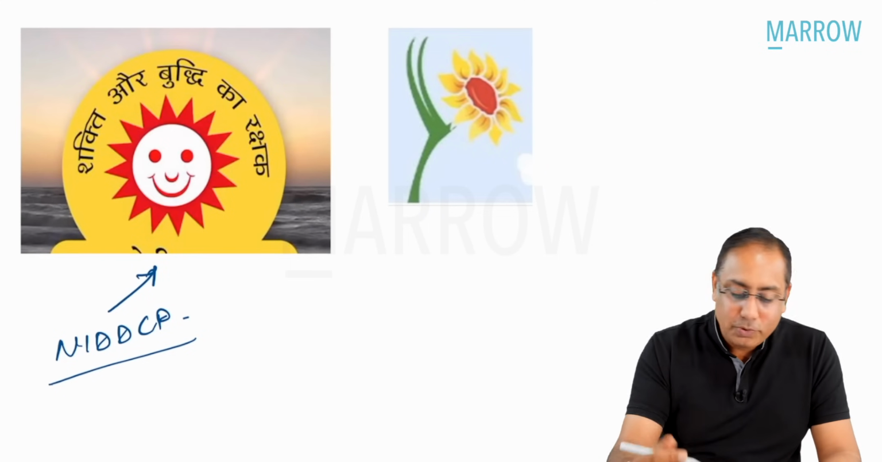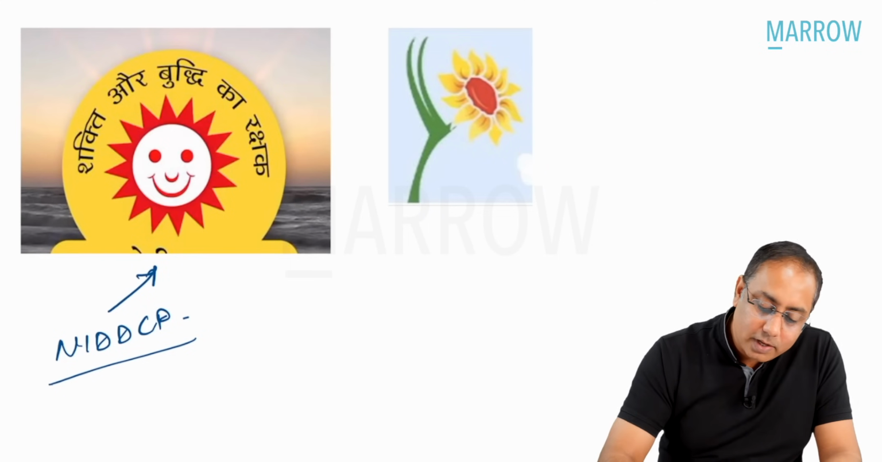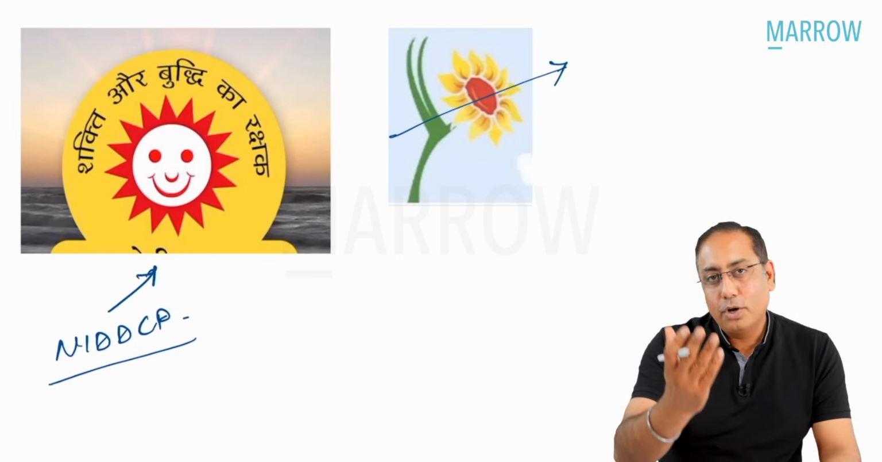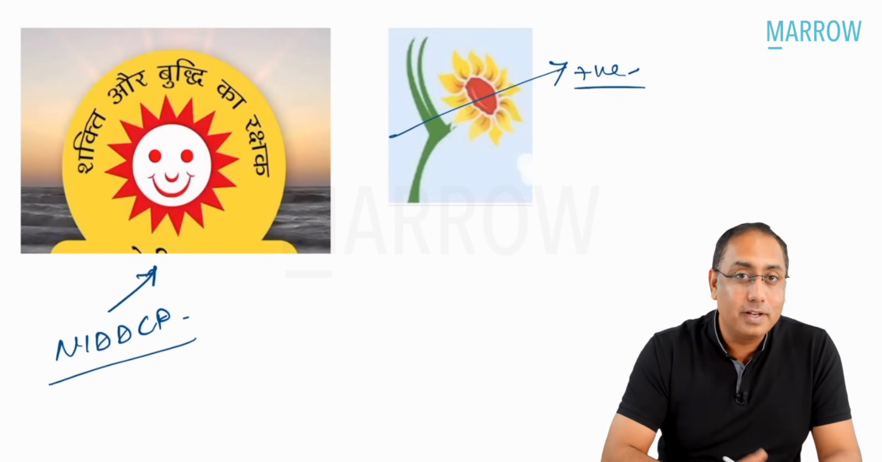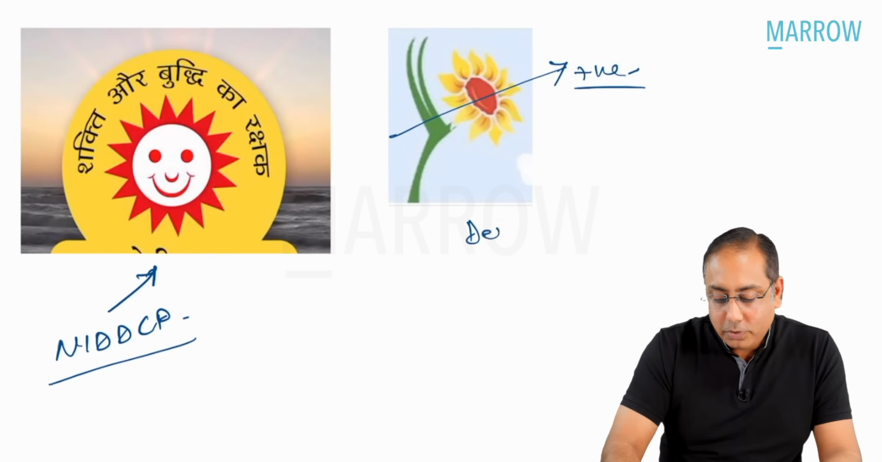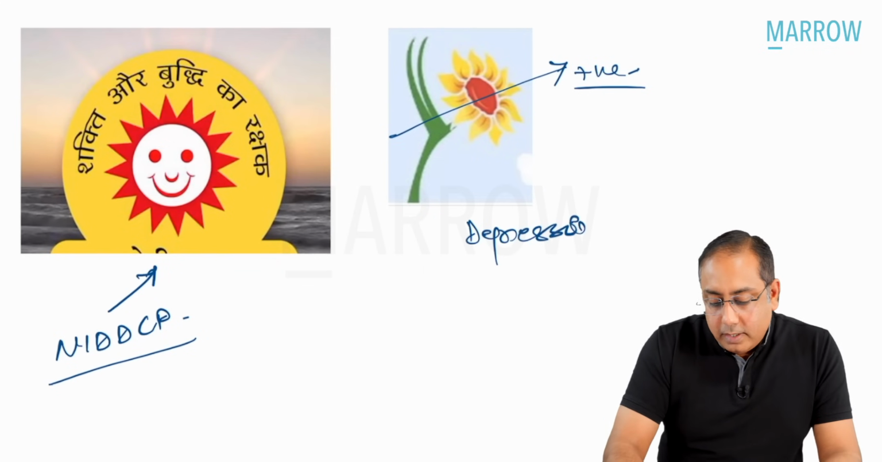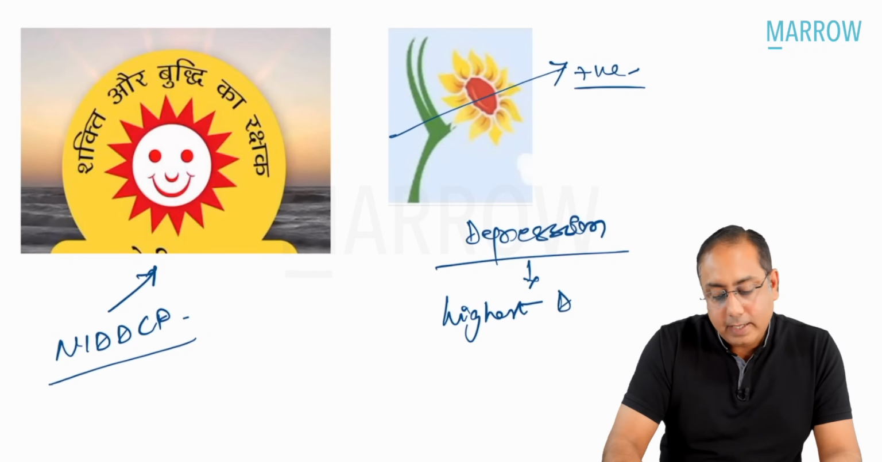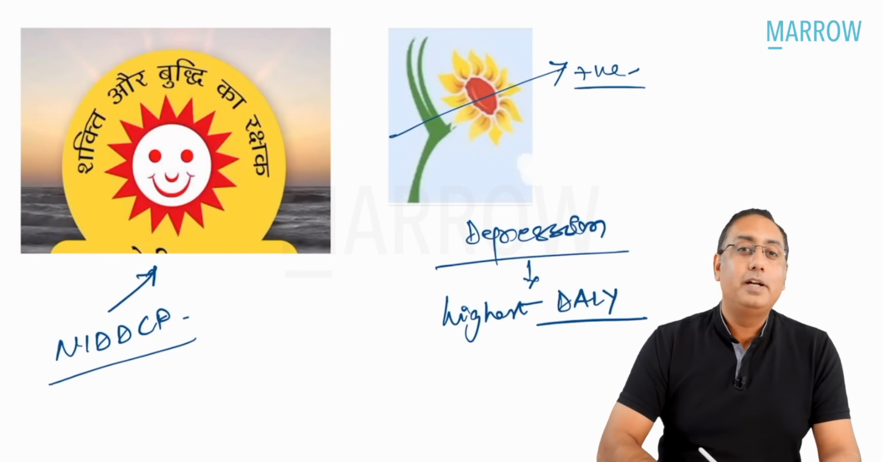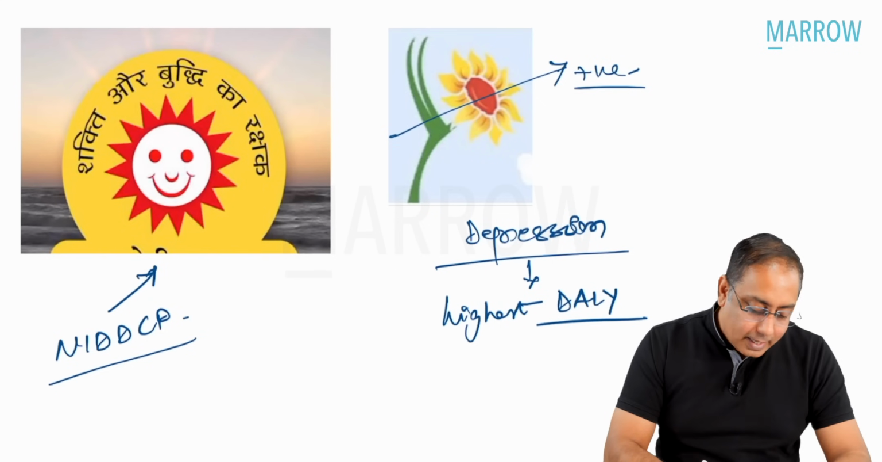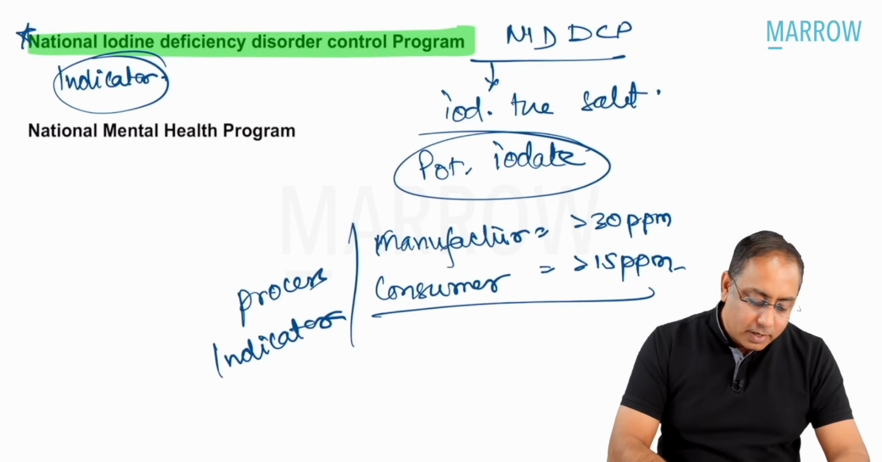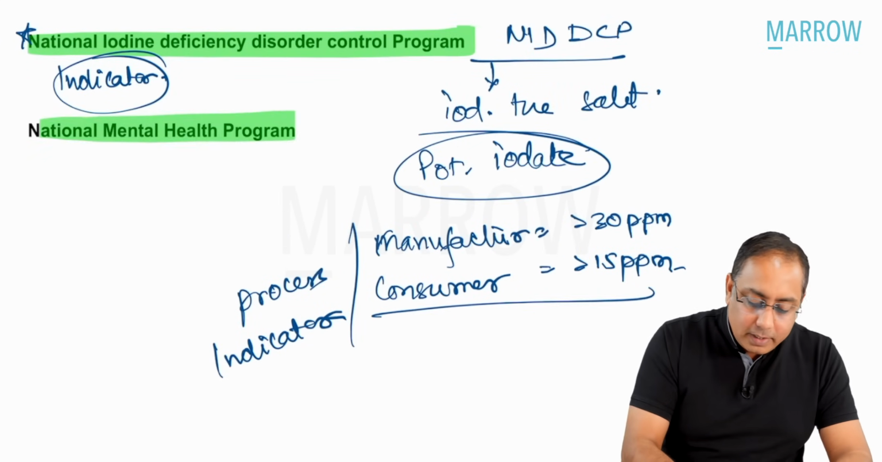Coming to this next logo, you see over here a sunflower. Sunflower always looks towards the sun, always looks towards the positive side of life. Why do we say positive side of life? Because depression is known to have the highest DALY. What is DALY? Disability adjusted life years. Depression is known to have the highest DALY, and this is the sunflower.